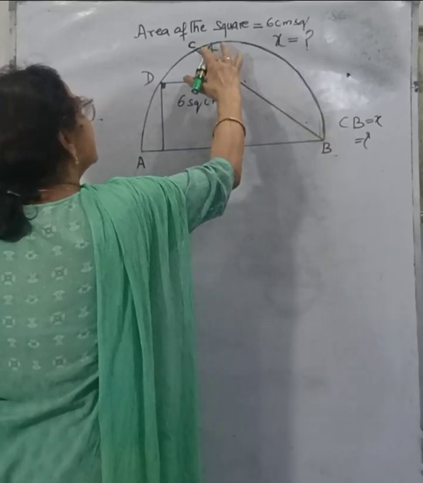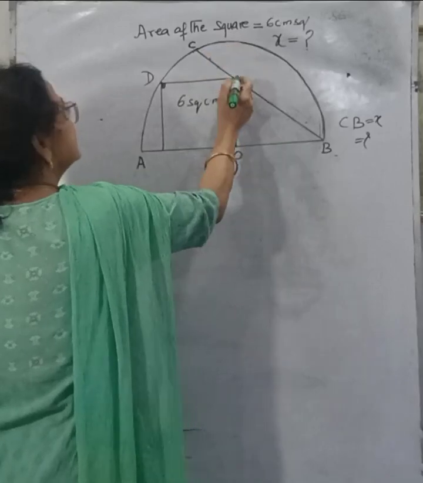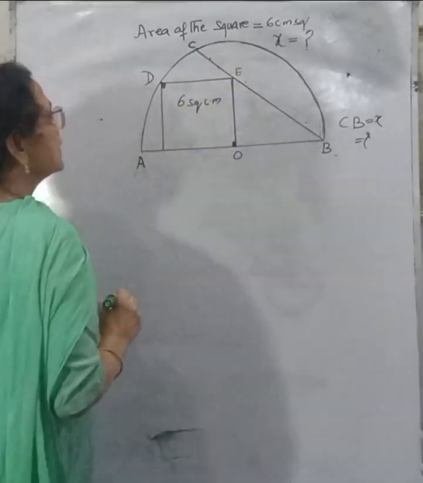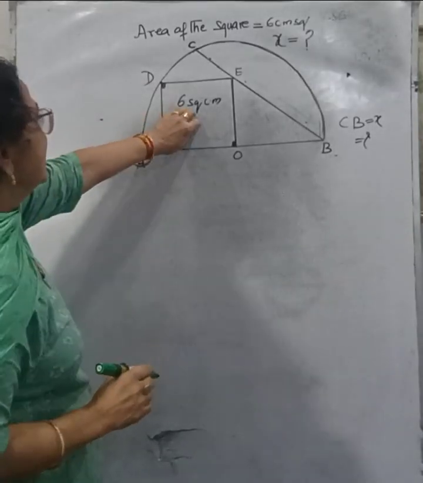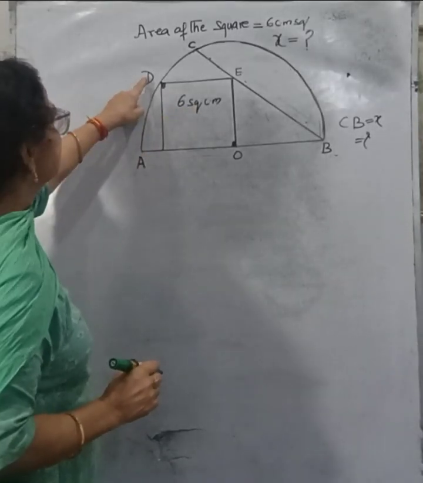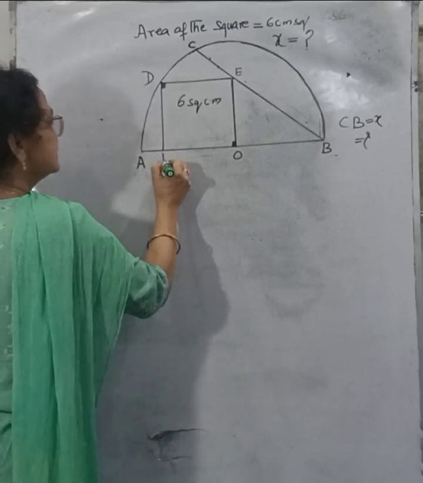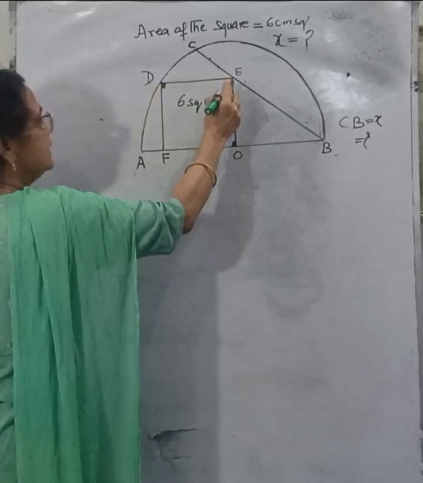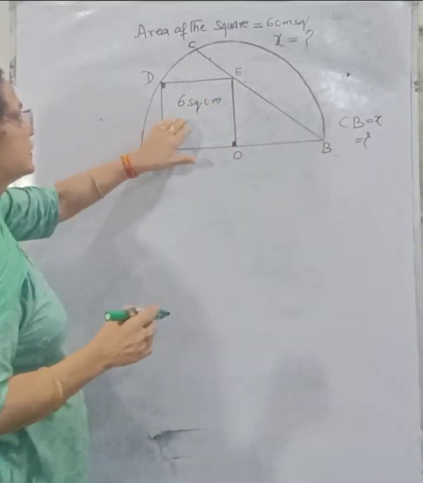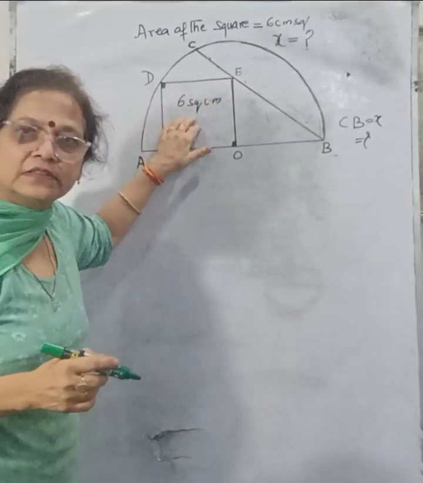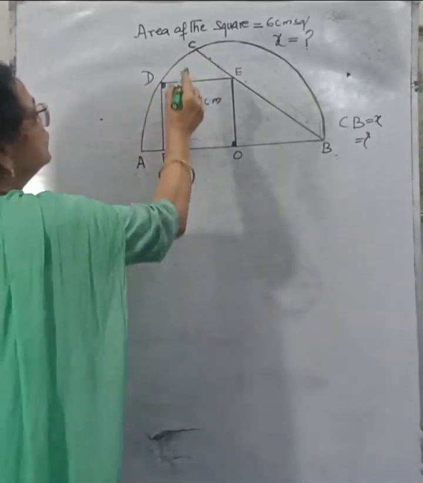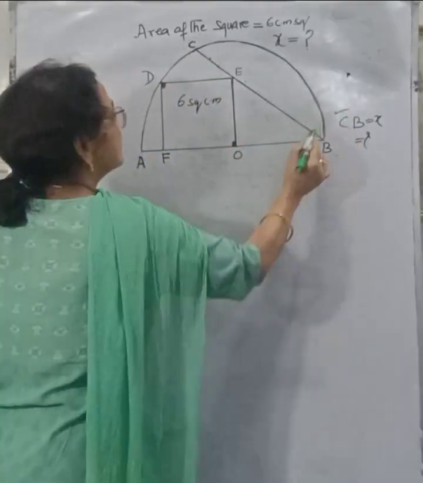So we are going to name this point E. As we are given the area of this square, let us name this point F. So we have a square DEOF, the area of which is given as 6 centimeter square. On the basis of this observation, CB is to be obtained somehow.